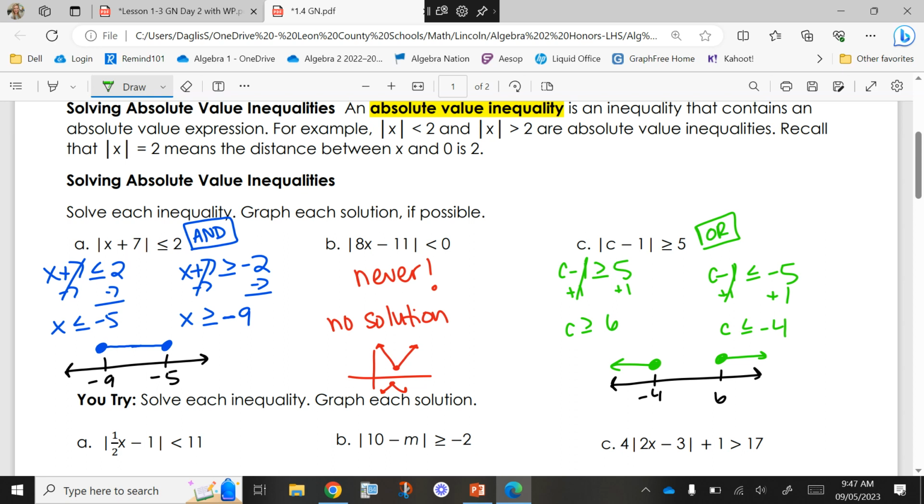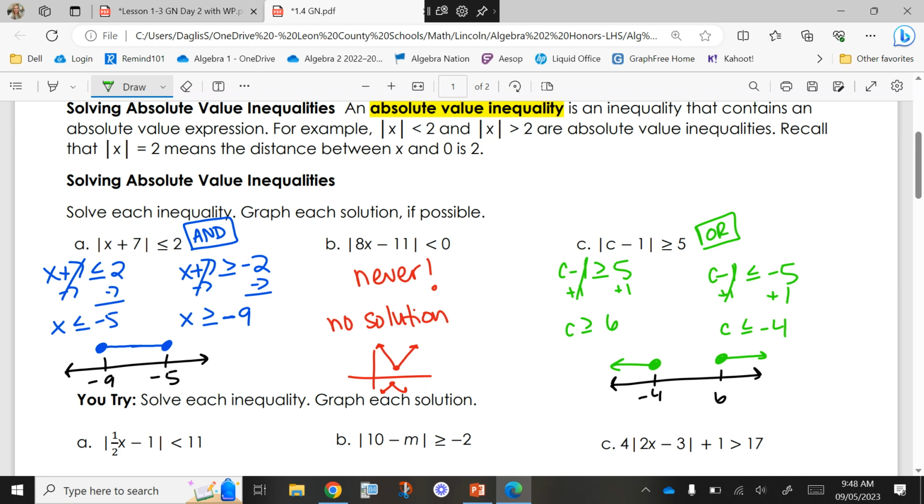How did A and C differ with their setup? Yeah, maybe less than versus greater than. We have a couple below this. I wonder if the less thans will be my ands and my greater thans will be my ors. We love patterns, right?